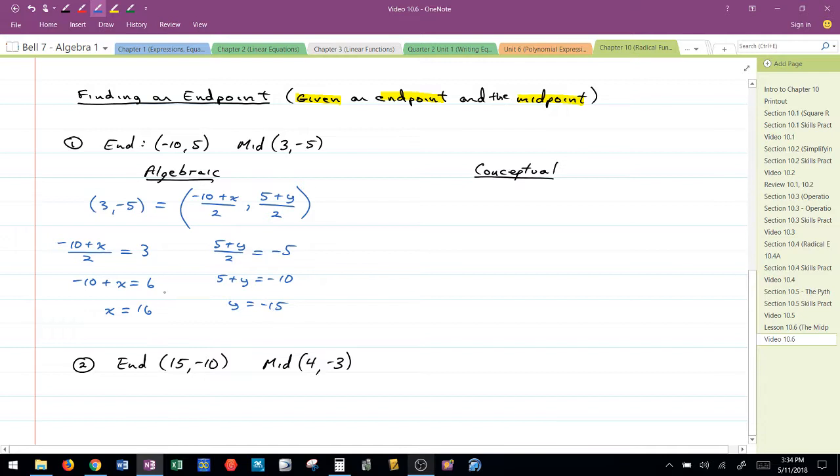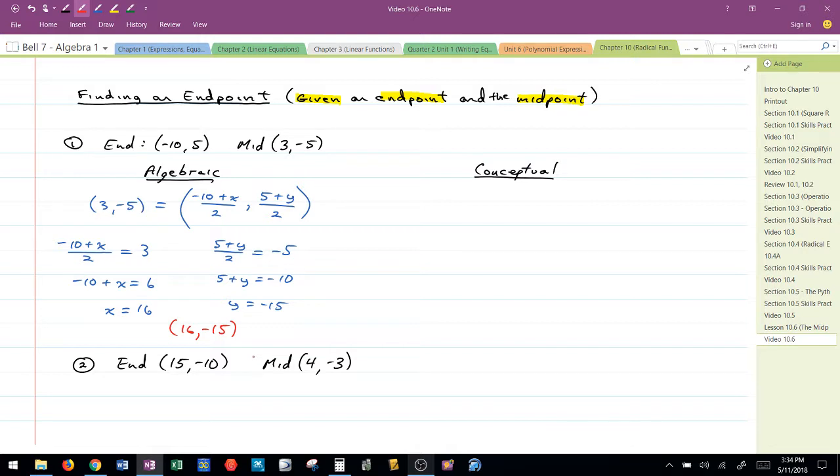I'm now ready to put these two back together as a coordinate point and the missing endpoint would be 16, negative 15. This is the algebraic way to do it. This is the way that most textbooks, most videos are going to tell you to do it. I prefer to do it conceptually.